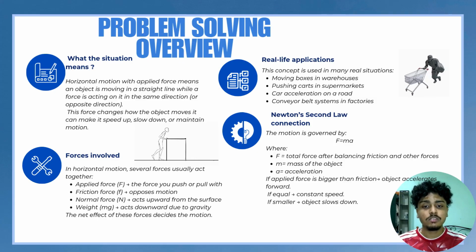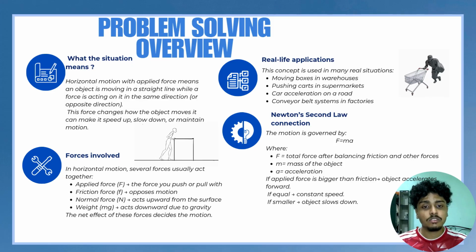In horizontal motion, several forces act together: the applied force, the force you push or pull with; friction force, the opposite force; normal force, which acts upward from the surface; and weight, which acts downward due to gravity. The net effect of these forces decides the motion. This concept is used in many real life situations, such as moving boxes in warehouses, pushing carts in supermarkets, car acceleration on a road, and conveyor belt systems in a factory.